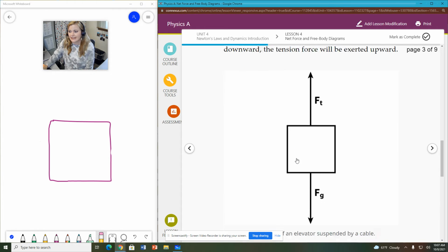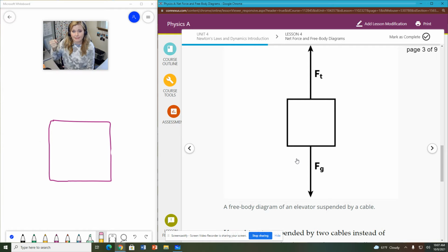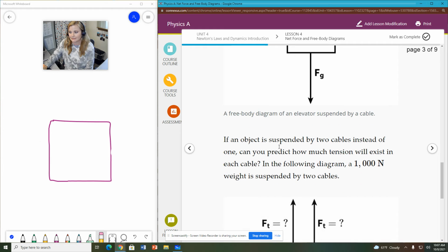So we see in the second example, we have a suspended object, an object hanging from a cable. It's not moving, so the force of tension is going to be equal to the force of gravity, equal and opposite. So it's similar in a way to normal force in that it's equal and opposite to gravity, but that's pretty much where the similarities end. It is the tension on the rope as the object is hanging, suspended by a cable.